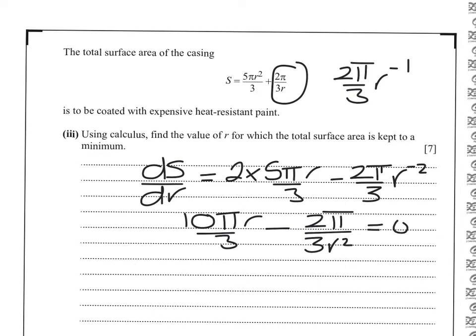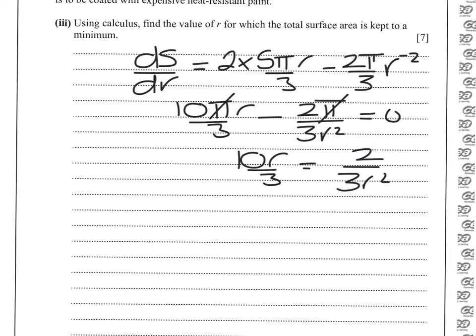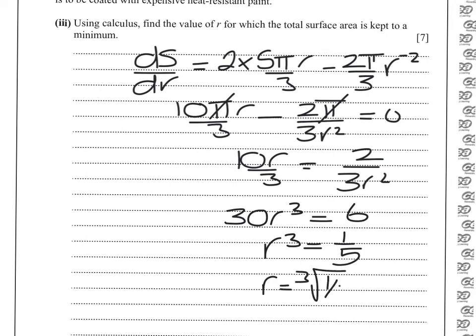The pi's at this point can cancel. So we want to know when 10r over 3 equals 2 over 3r squared. We're going to cross multiply. 10r times 3r squared is 30r cubed. We want to know when that equals 6. So it's when r cubed equals 1/5. So when r equals the cube root of 1/5.